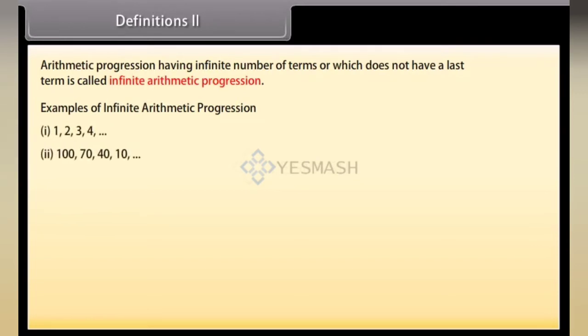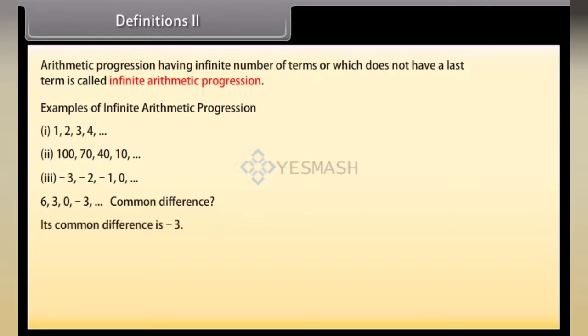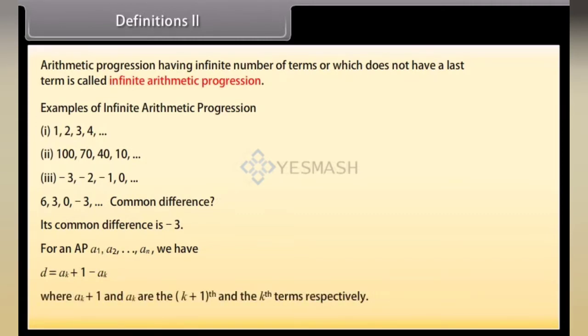Look at this sequence now. Can you tell its common difference? Yes, you're right. Its common difference is -3. In general, for an AP a1, a2, and so on till an, we have d as a(k+1) minus a(k), where a(k+1) and a(k) are the (k+1)th and the kth terms respectively.